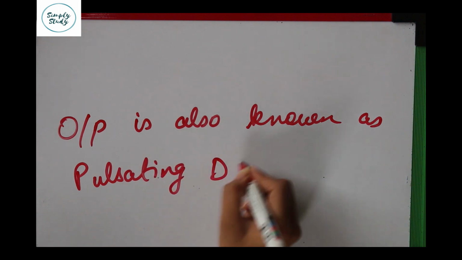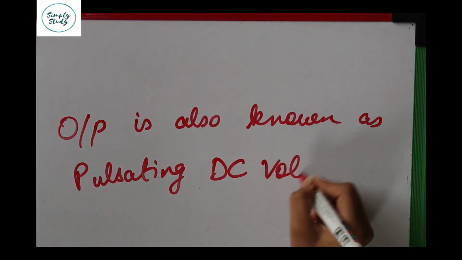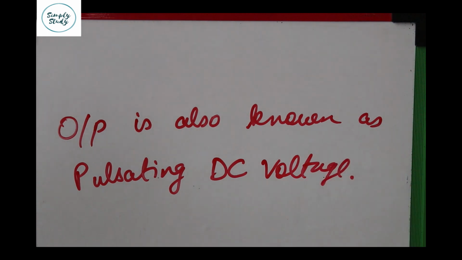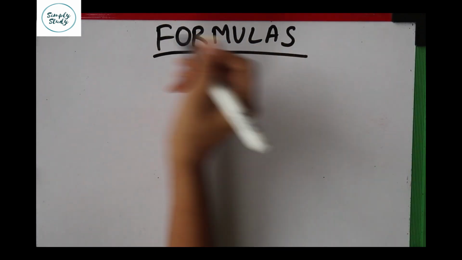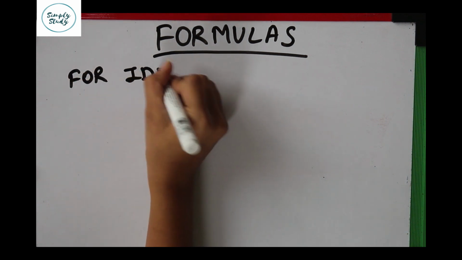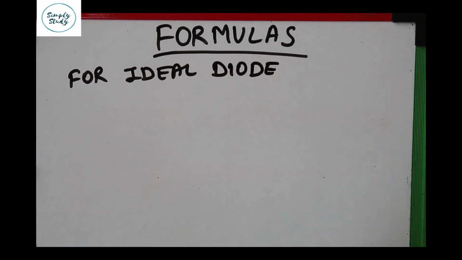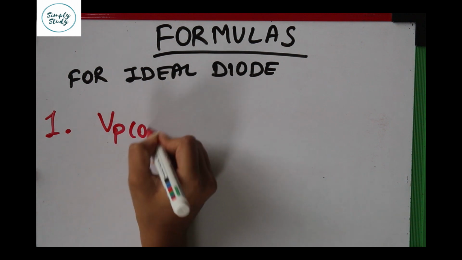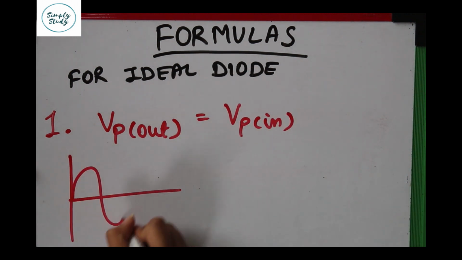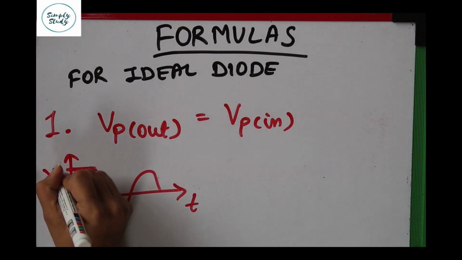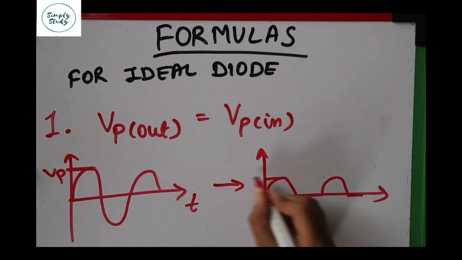A constant DC voltage like a battery is desired for electronic equipment, and hence to achieve this, filter circuits are used along with rectifiers. Let us now see some formulas associated with half-wave rectifier circuits. For ideal diode, the first formula is peak output voltage is equal to peak input voltage. As shown here, the peak value of the output equals the peak value of the input.